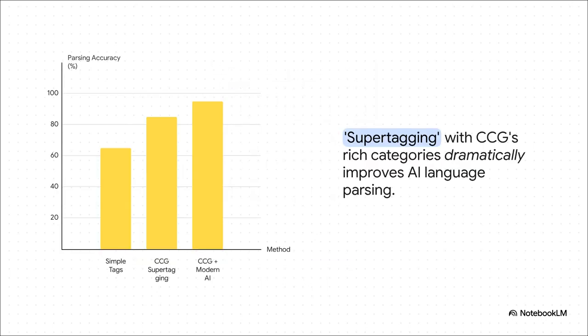This elegance is also a huge deal for computers. In the world of AI, there's a technique based on CCG called supertagging. Instead of just labeling a word as a plain old verb, the computer assigns it its full functional category, its complete job description. Giving the AI that much richer information dramatically boosts its ability to accurately understand what we're saying.